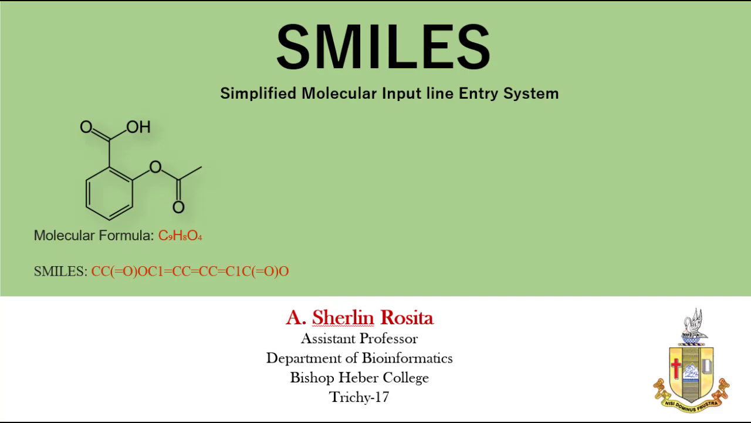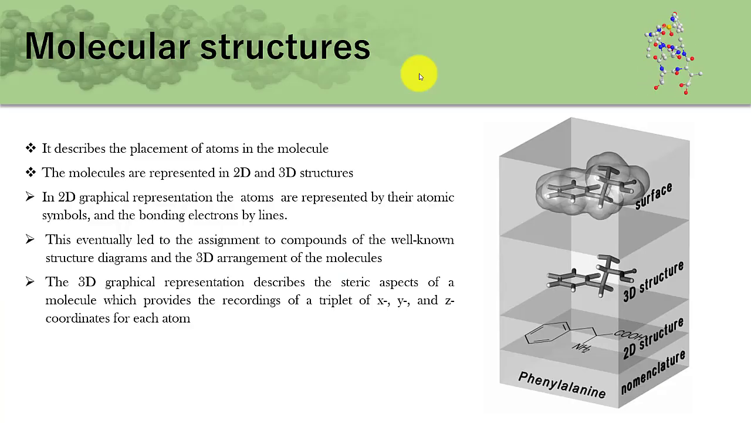about molecular structures. The word molecular clearly implies some connection with molecules and describes the location of atoms in a molecule. And it is represented in two forms, 2D as well as 3D. In 2D, the atoms are represented by their atomic symbols and bonds by lines. In 3D, the molecules are represented in X, Y and Z coordinates for each atom.